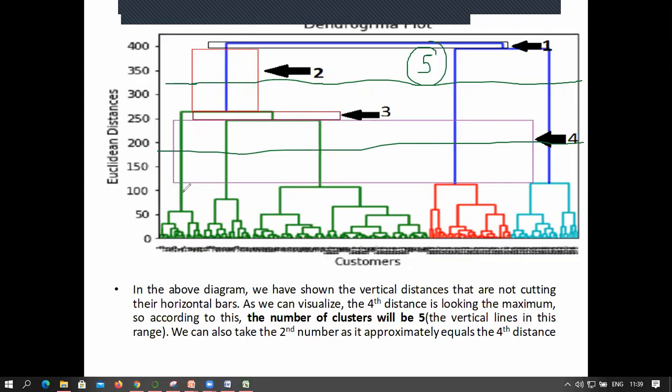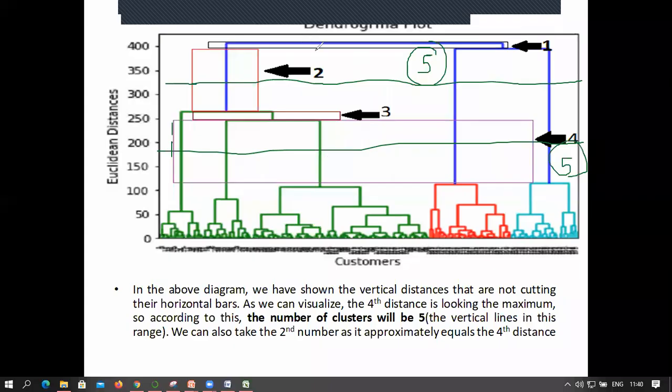You don't have to take this purple one, because we created that rectangle ourselves. You have to take these vertical bars. How many vertical bars are there? 1, 2, 3, 4, and 5. So it is cutting how many vertical bars? 5. So here also the number of optimal clusters would be 5.